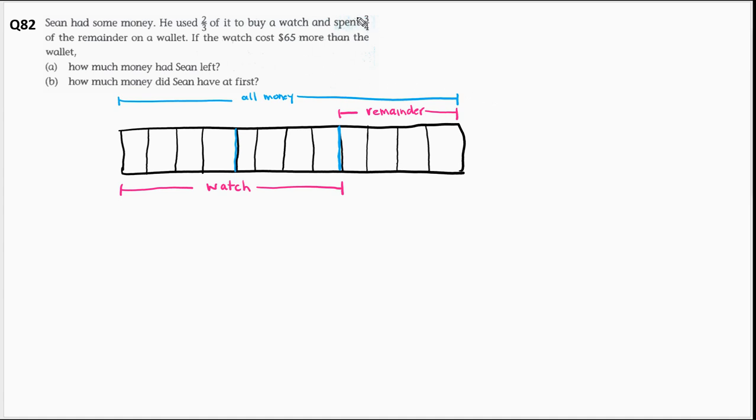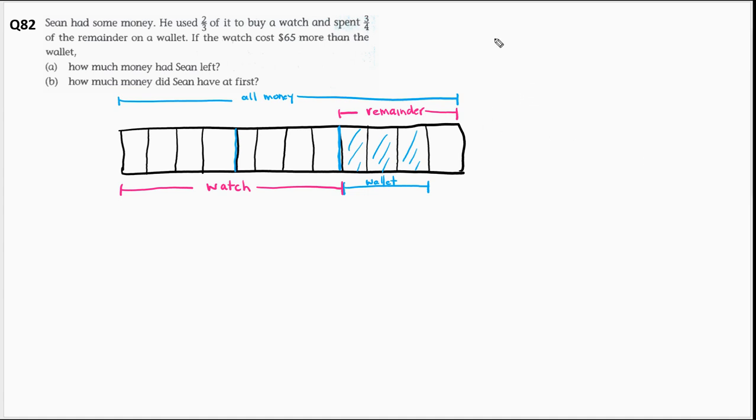And then 3/4 of the remainder was spent on a wallet. So from here to here is the wallet. Okay, these 3/4 there. That's the wallet.